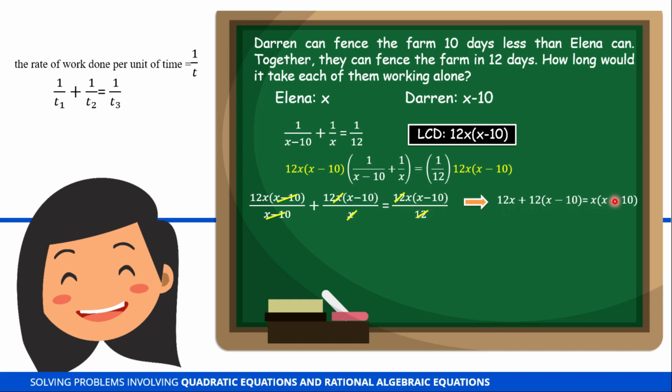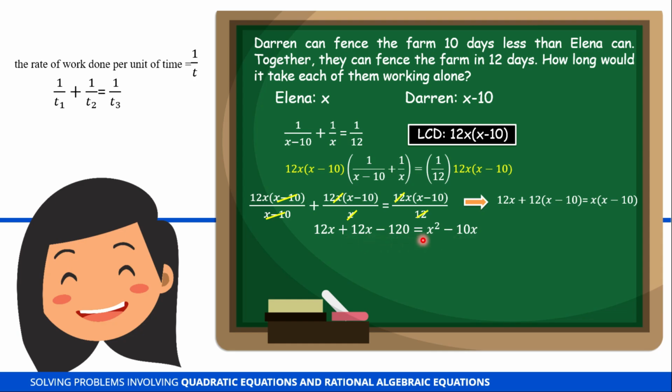Ito yon. Okay, i-simplify na natin yung ating equation. We have 12x, kopyahin lang muna natin. And then 12 times x, we have 12x. 12 times negative 10, we have negative 120 is equal to, so i-distribute din natin yung x dito sa nasa loob ng ating parenthesis. X times x, we have x squared. And then x times negative 10, we have negative 10x.